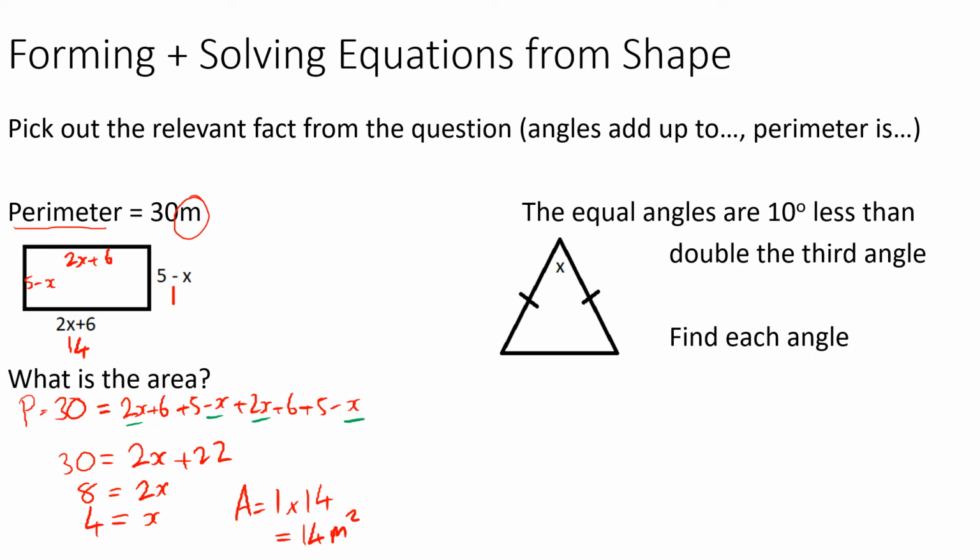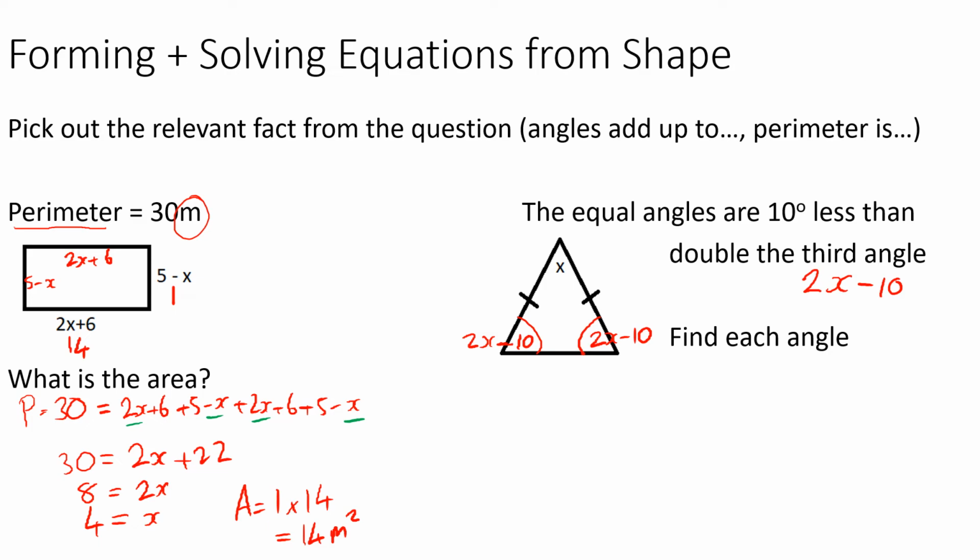because it tells us units in the question. You could also get something to do with angles. Now this is an isosceles triangle, because it's got these two little lines saying they're the same. And it's saying the equal angles, so that's these ones, are 10 less than double the third angle. So the third angle was x, and double the third angle is 2x. And 10 less than that is 2x minus 10. So what this is telling us is that these two equal angles here are both equal to 2x minus 10.